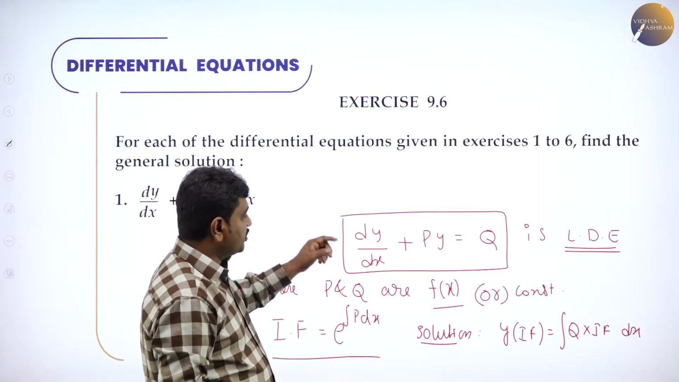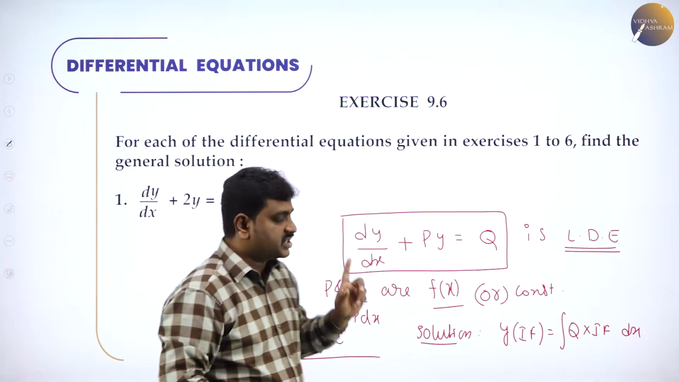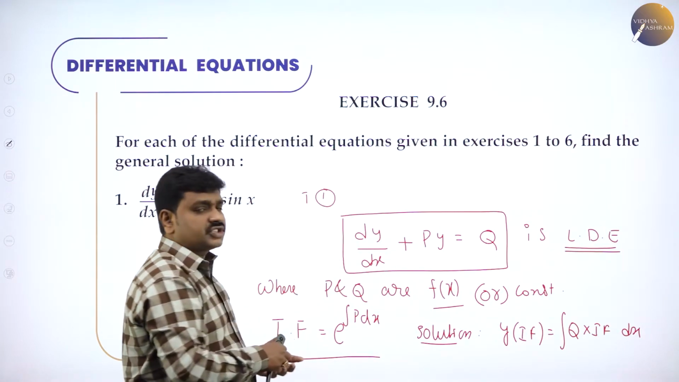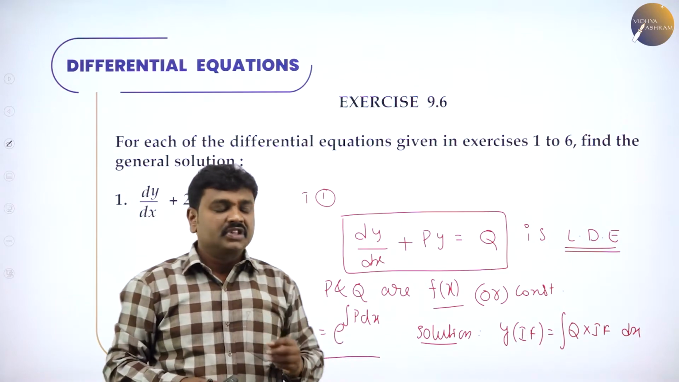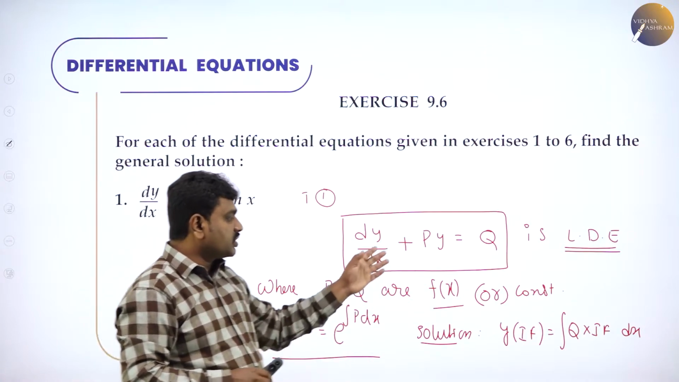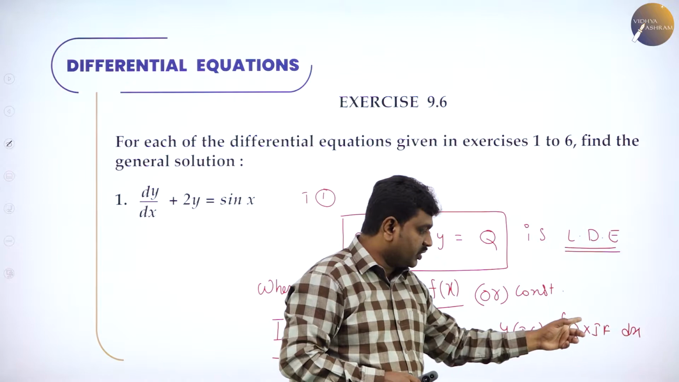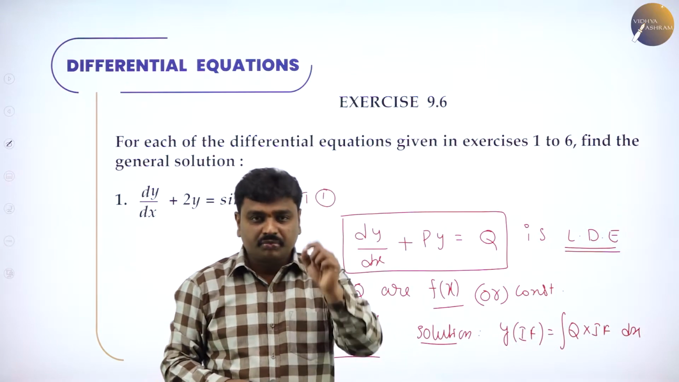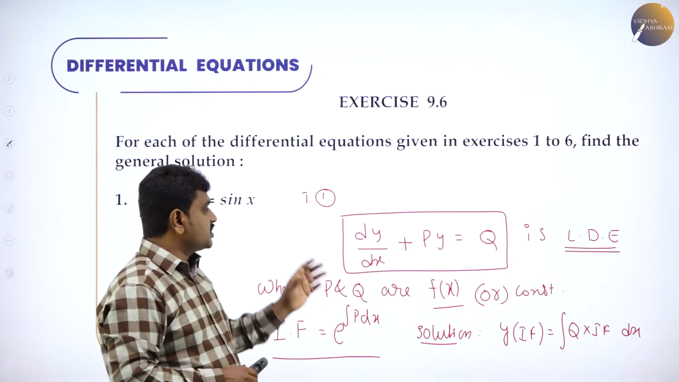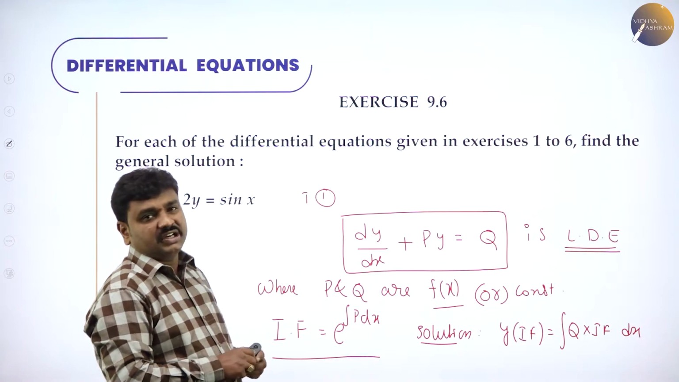So if the problem is in the form dy by dx plus py is equal to q, we call it as a linear differential equation. This is type 1. And for this, first we need to find integrating factor. Integrating factor IF is e power integration of pdx. Then solution for this is directly y into integrating factor is equal to integration of q into IF dx. So take a notebook and make a note of it, and this can be derived also. Means if the equation is in this form or reducible to this form, we can use this method.